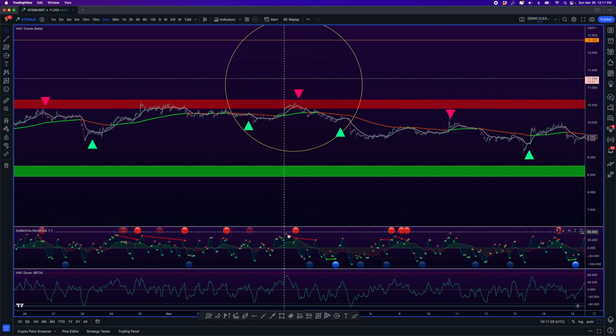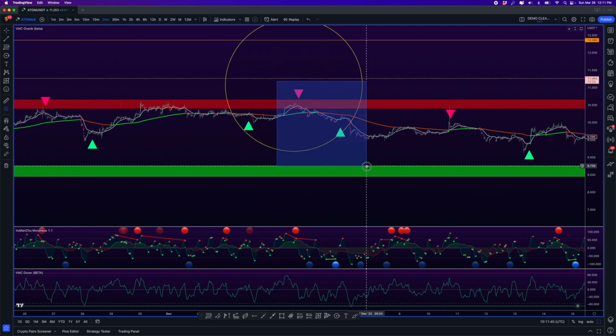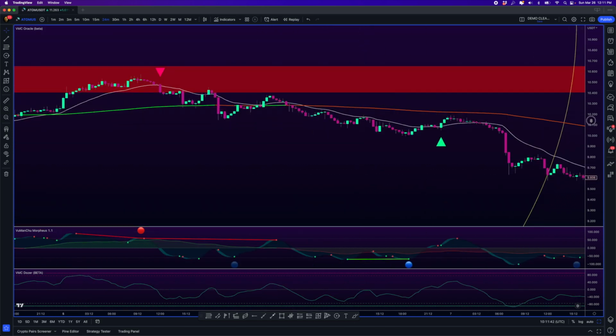In addition to that, divergence is building up on Morpheus. We've even got the divergence notification. We got a trigger wave. The price is in our resistance area. There you have a perfect trade setup. The only thing left to do at that time is to zoom right in.